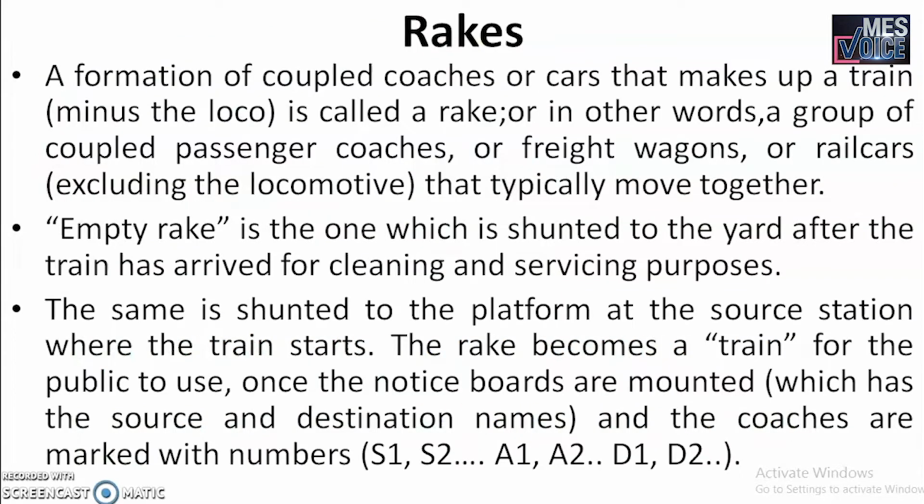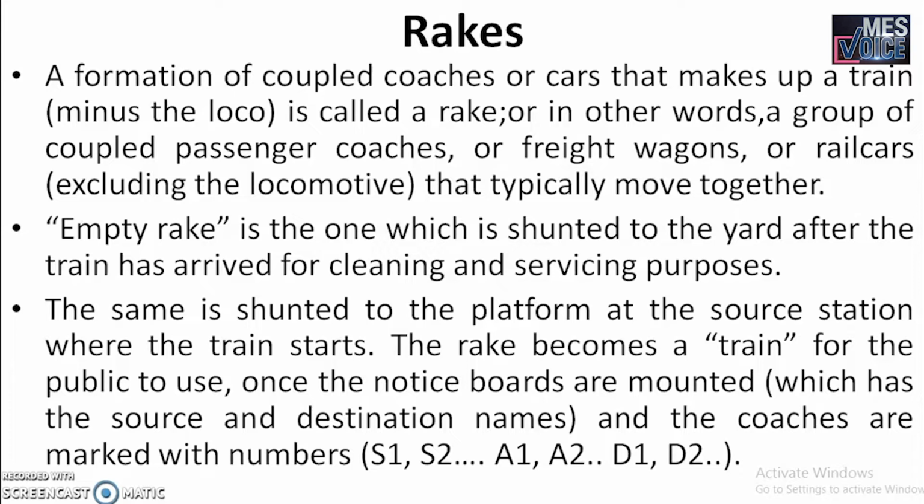So the next term is rakes, which you might feel is a new term. It's not. A rake is the same as what we call a bogie. So we know what a bogie or a compartment in a train is. Another name for it is rakes. A rake is a formation of coupled coaches or cars that make up a train minus the loco. That means when we say rakes, the engine will not be added. Except the engine, all other parts of a train are called rakes.